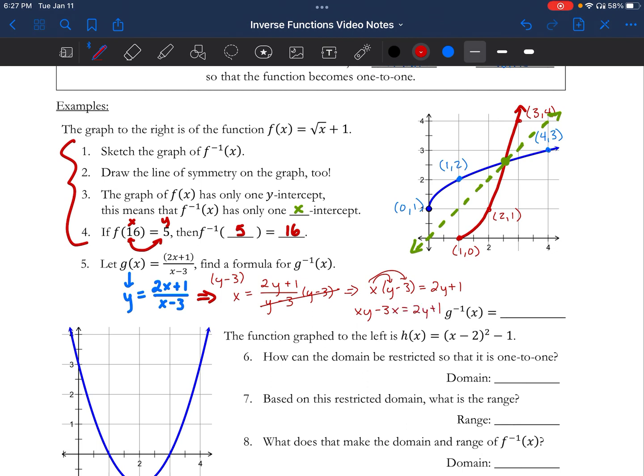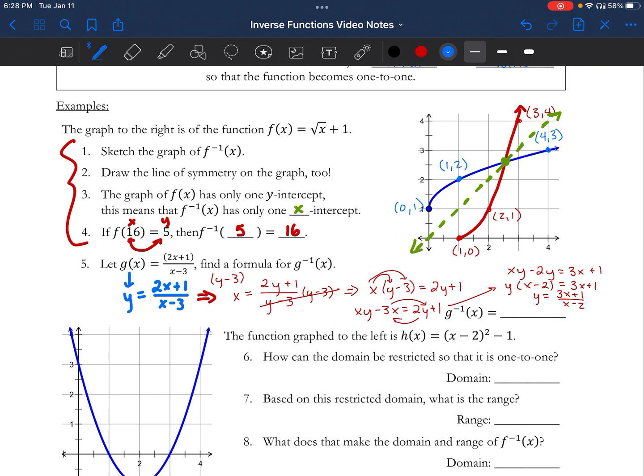Again, we are solving for y, so I'm going to get all my y's on one side, so move that over. And everything else without a y to the other side. So we'll have xy - 2y equals 3x + 1. Then we are going to factor out the y, which gives me y times (x - 2) equals 3x + 1, and then divide. And that should be my final answer because I'll finish solving for y. So (3x + 1) over (x - 2).